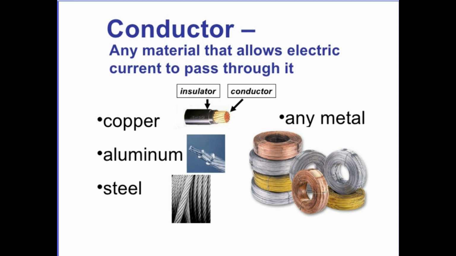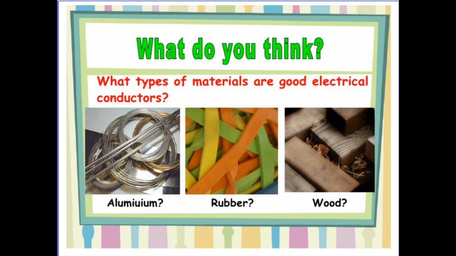Okay, now time for you. What do you think? These are examples of some materials. Can you figure out whether they are good conducting or bad conducting materials? Yes, aluminum is a metal, so it's an electric conductor, while rubber and wood are electric insulators.